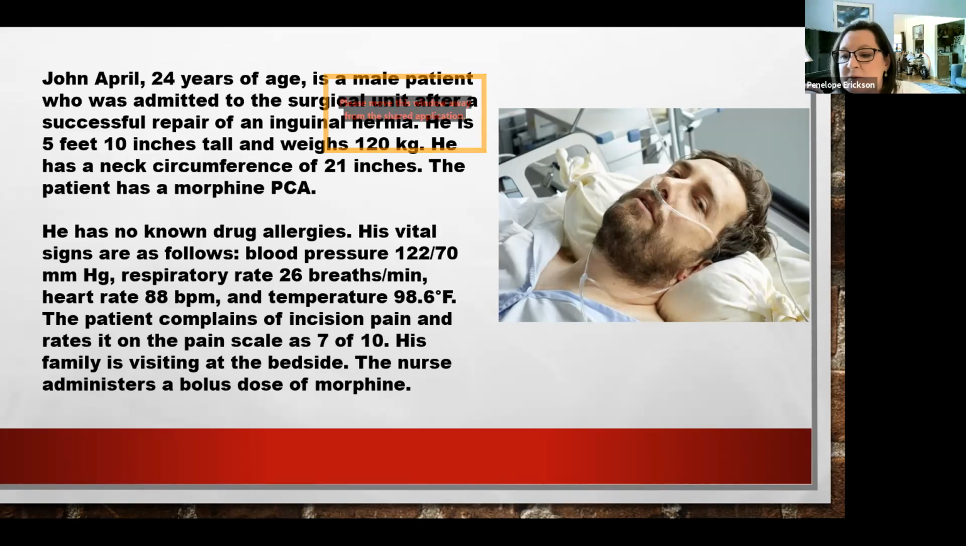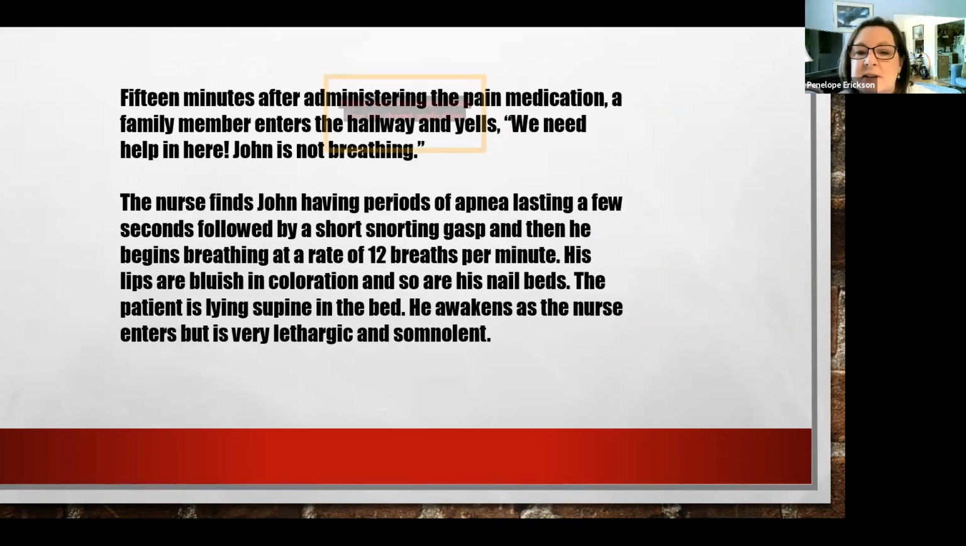So we give him a bolus of morphine, and he's starting to doze off, and we're thinking, okay, we're getting a good response from that morphine. 15 minutes later, family yells out and says, hey, we need your help in here. He's not breathing. And we walk in, and sure enough, he's not breathing. He's having apnea for a few seconds, and he might have some ineffective snorting gasps. And then he's breathing at 12 per minute. But his lips are bluish, and so are his nail beds, and he's lying supine in bed. We can awaken him, but he still is very lethargic and somnolent.